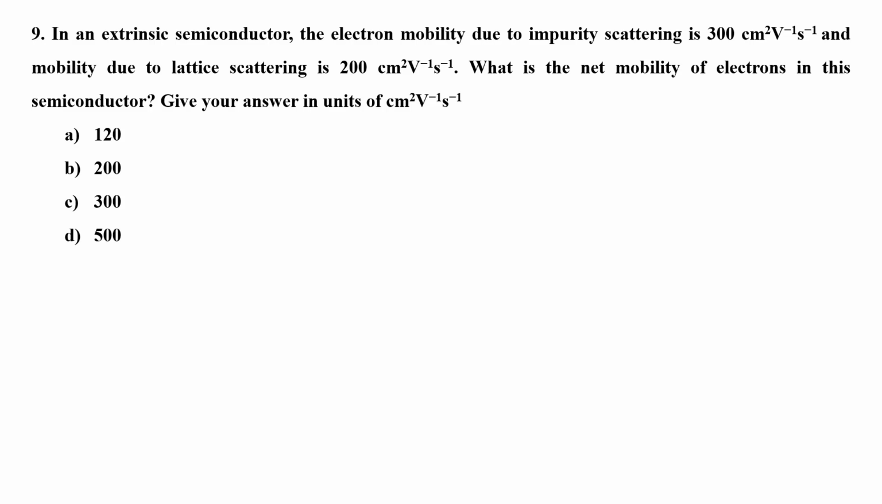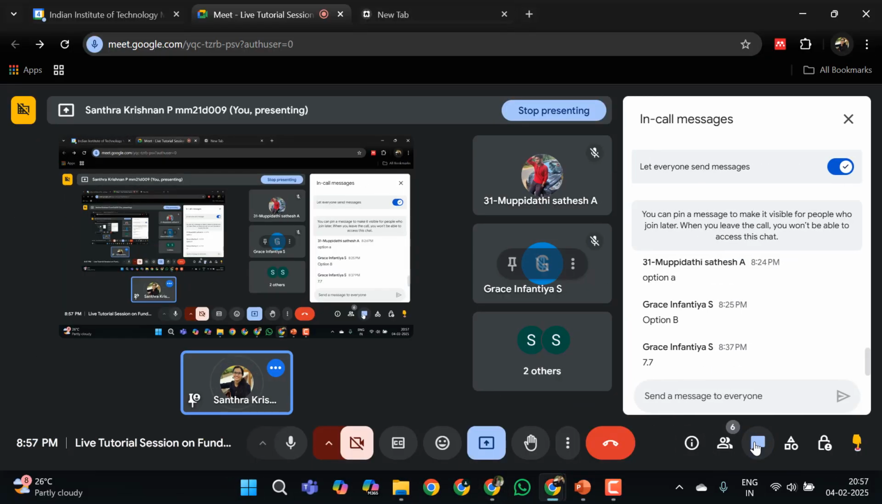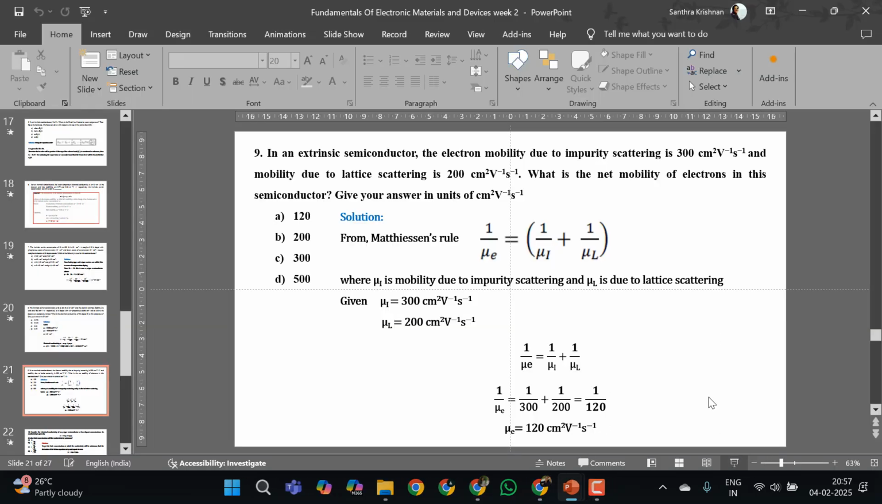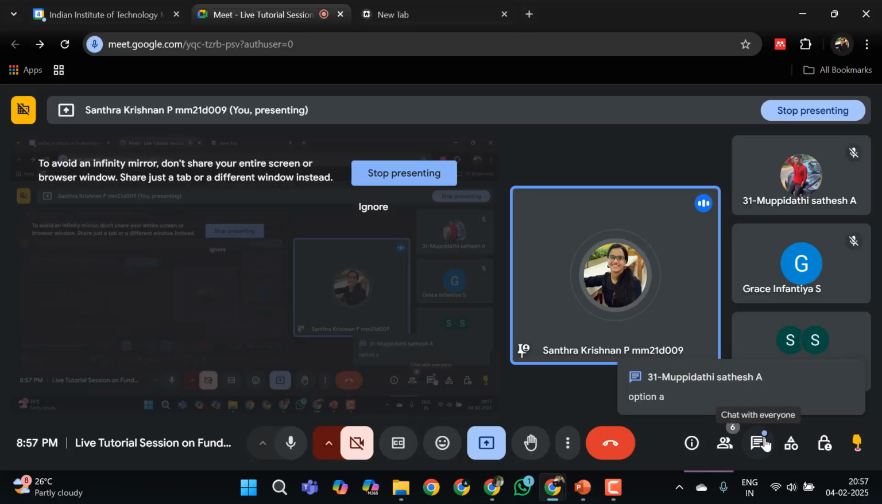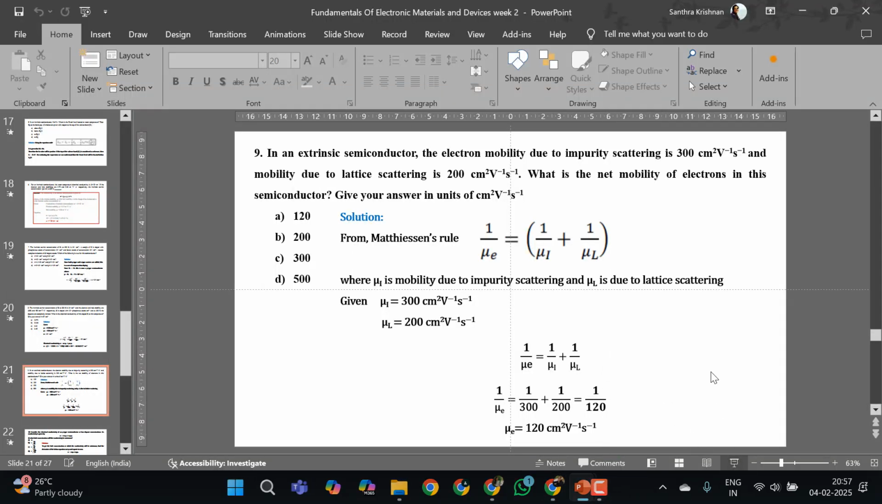Yeah. So I'll just go to the answers. It's still loading. Somebody has just said option A. Okay, one person has mentioned option A. So let us see.